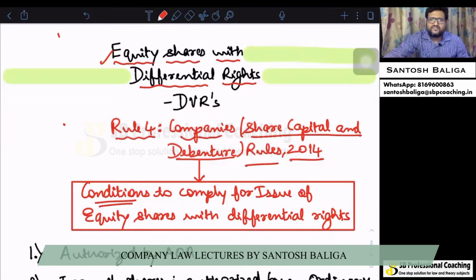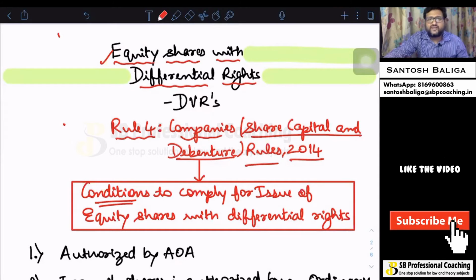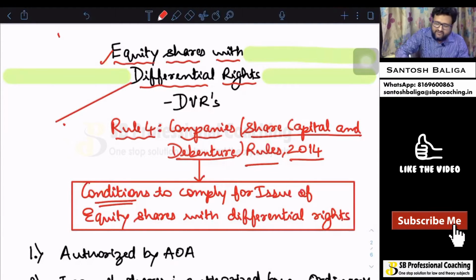Today, in this lecture, we are going to focus on equity shares with differential rights. What do you mean by equity shares with differential rights? We have already discussed in my previous lecture, where I had discussed Section 43 and classification of equity shares. There were two types of equity shares. One was plain vanilla equity shares, or you can also call it ordinary equity shares with voting rights, and the second was equity shares with differential rights. Normally, differential rights are with regards to dividend or voting rights.